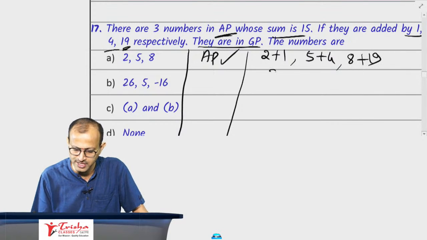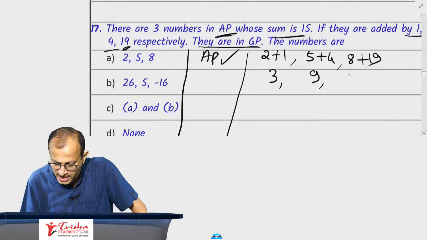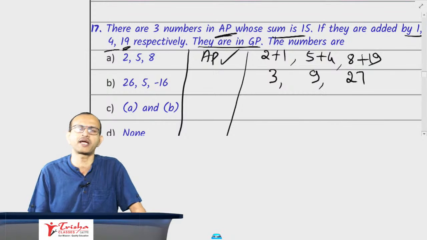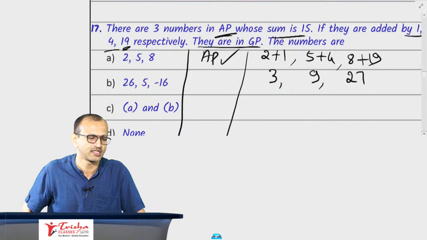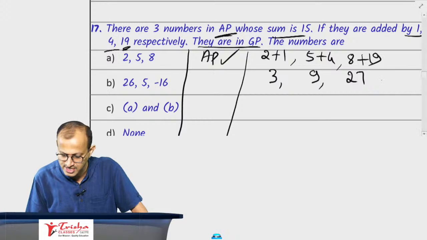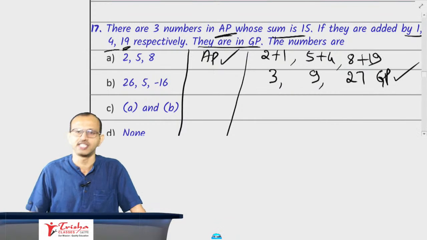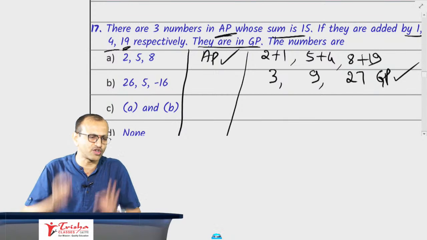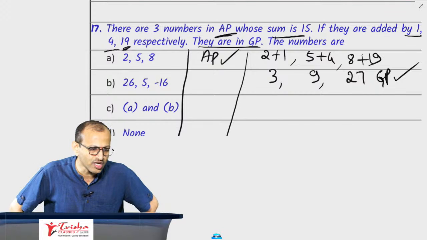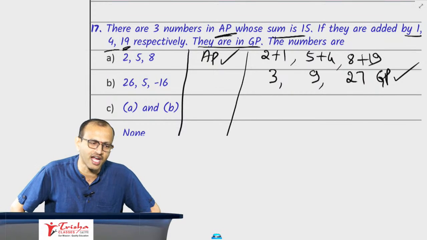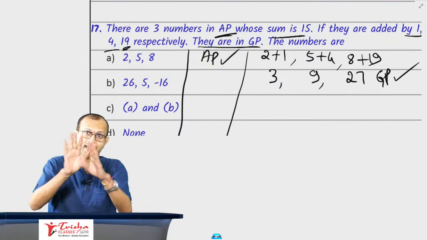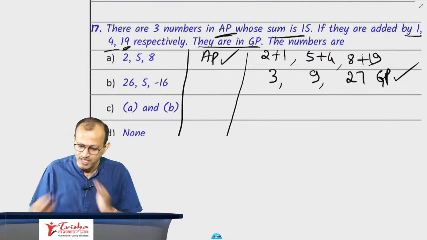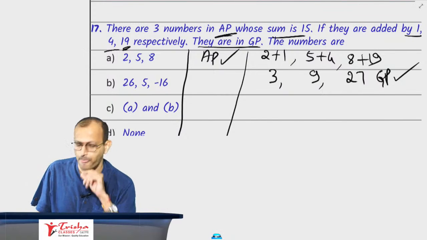Tell me, 2 plus 1, 3. 5 plus 4, 9. 8 plus 19, 27. Whether it is becoming GP. Yes. First condition also correct. Second condition also correct. Therefore, option A is absolutely right. Conclude, answer A. Why? That's what I always want to tell you.